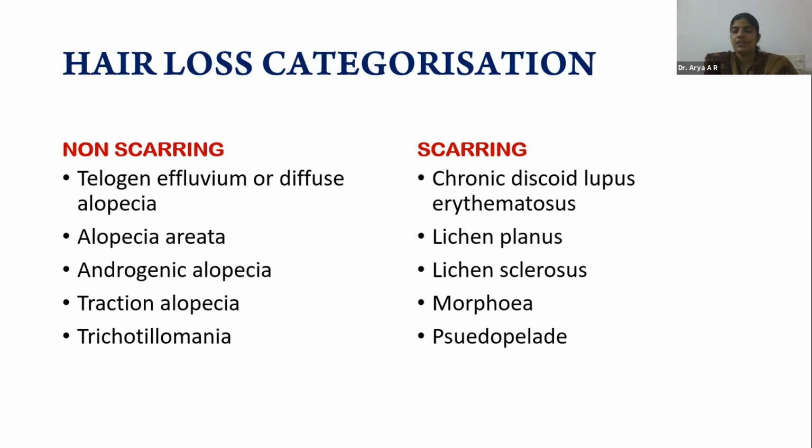In scarring, we have chronic discoid lupus erythematosus, then lichen planus, lichen sclerosus, morphea, and pseudopelade. These are the conditions where scarring of the scalp occurs and regrowth of hair is very difficult. In the non-scarring category, we have diffuse alopecia, alopecia areata, androgenic alopecia, traction alopecia, and trichotillomania. These are the conditions coming under the non-scarring category.